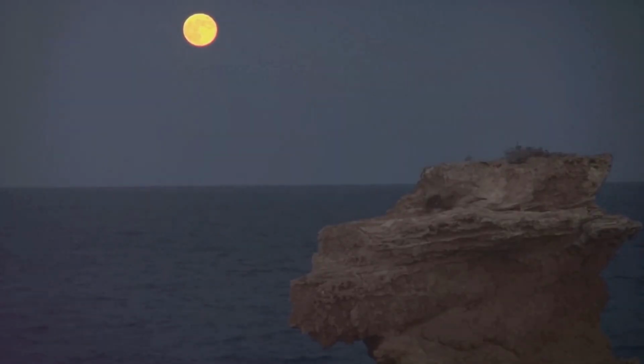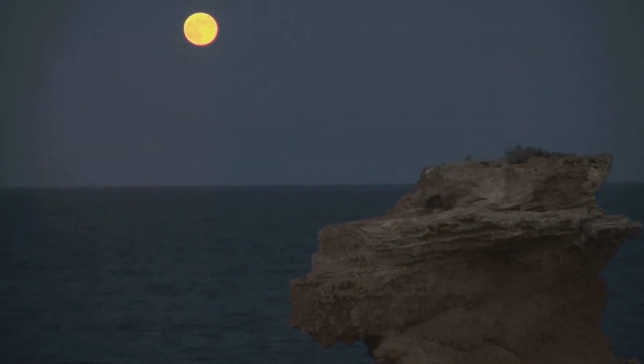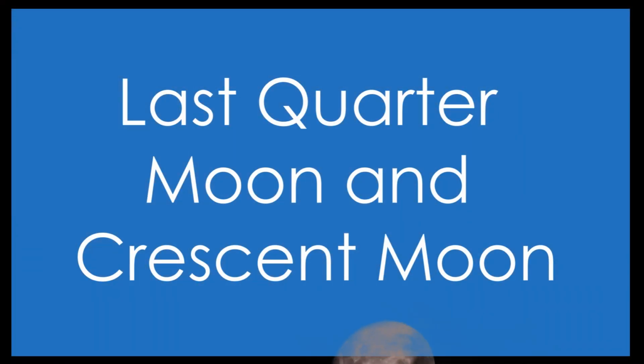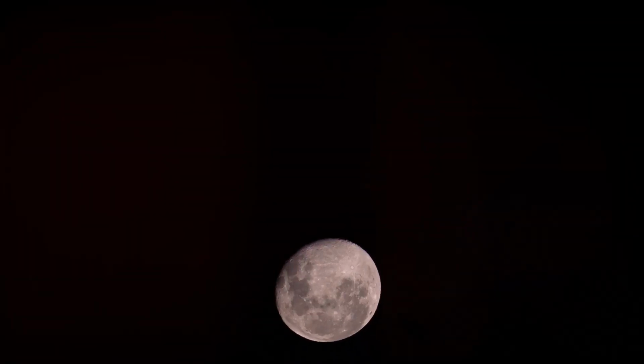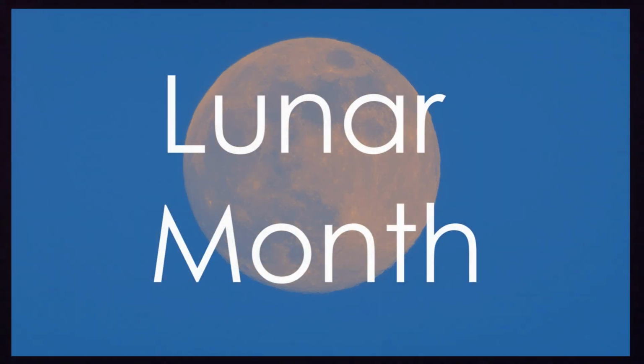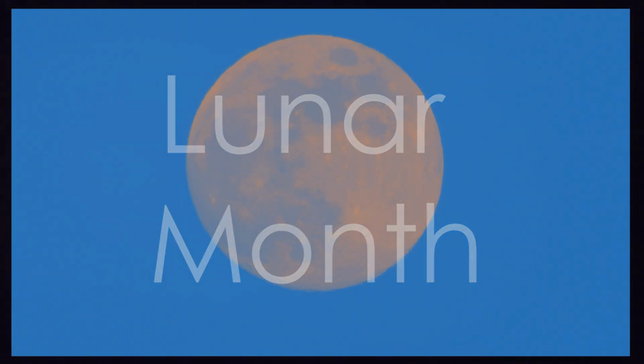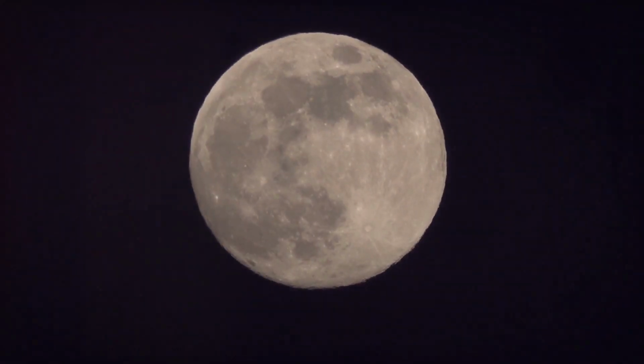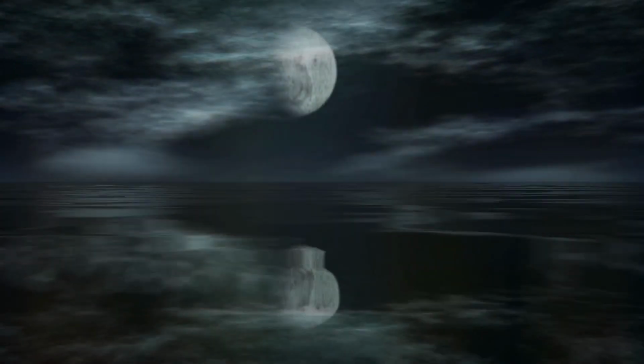The moon continues to move and we see more of the lit side until the entire face of the moon is bright and full. This is the full moon. After the full moon, the process reverses and we see less and less of the lit side. We see the last quarter moon, another crescent moon, and finally, we're back to a new moon. The whole cycle takes about 29.5 days, which is why we call it a lunar month.